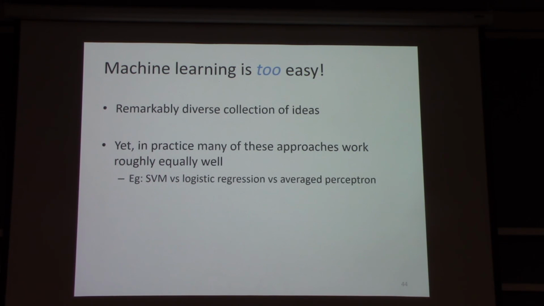You have all these possible choices, but I'm going to make a claim that maybe not all of you agree with yet. I'm going to argue that machine learning is almost too easy. The thing is, there are a remarkably diverse collection of ideas. As you pointed out, the exam sheet was rather dense. There's a remarkably diverse collection of ideas, and yet all of them seem to do roughly equivalently well in practice. So from an external point of view, machine learning is actually pretty easy. You just take an idea and you apply it.